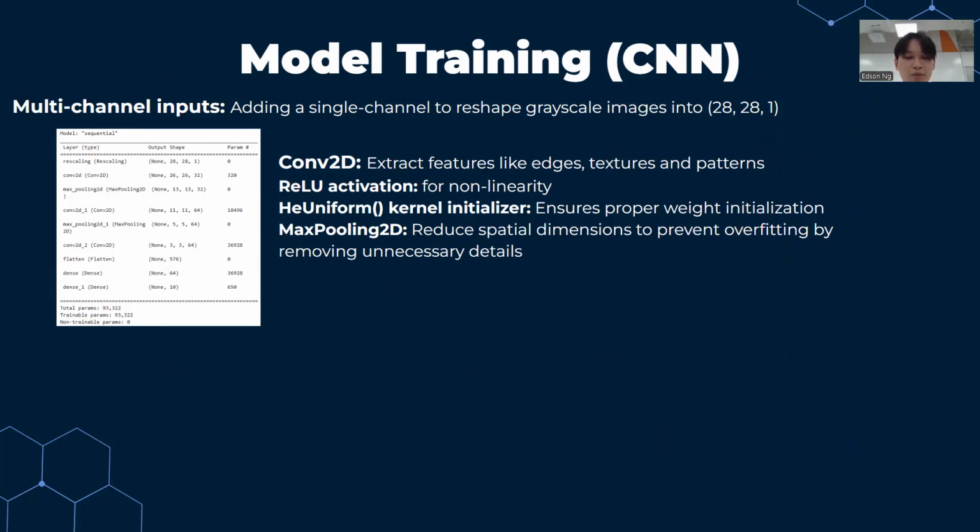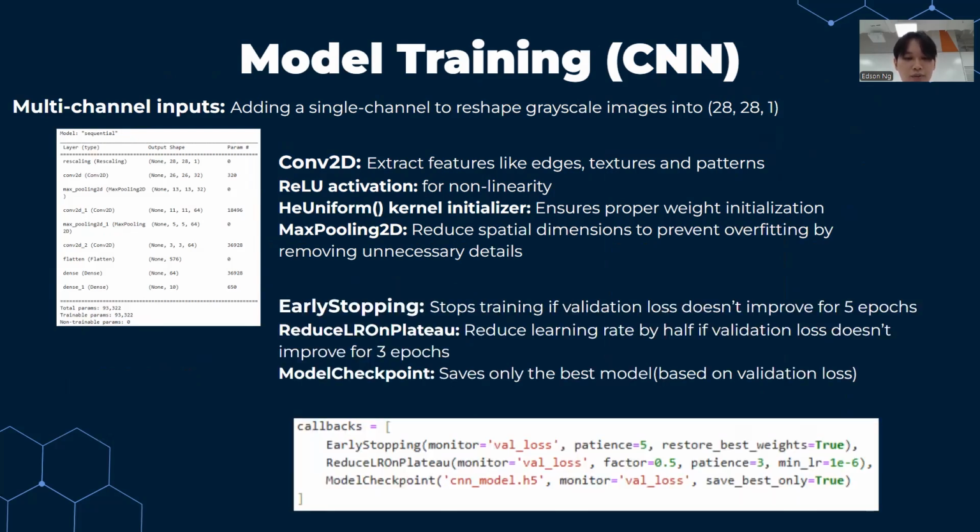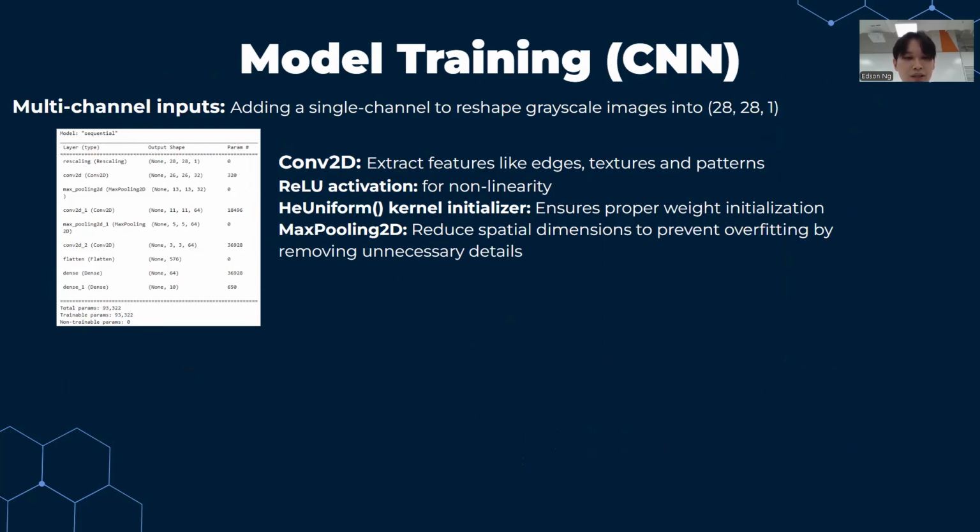To begin training our CNN model, we'll first implement multi-channel inputs by adding a single channel to reshape the grayscale image into 28 by 28 by 1 format. On the left, you can see the summary of our CNN model. We use convolutional layers to extract important features such as edges, textures, and patterns. The ReLU activation introduces non-linearity, which is crucial for learning complex patterns and helps prevent the vanishing gradient problem, which speeds up training. The He uniform kernel initializer ensures proper weight initialization, while the max pooling reduces the spatial dimensions and helps prevent overfitting by removing unnecessary details.